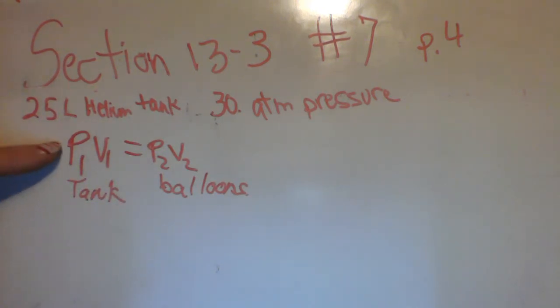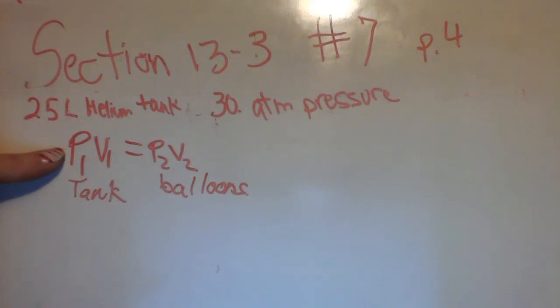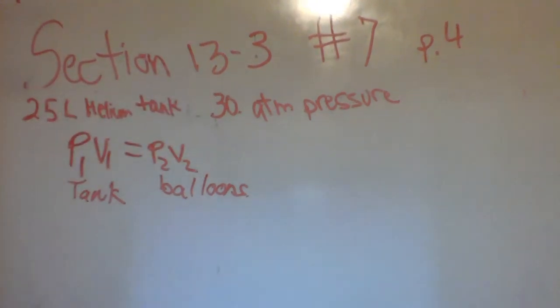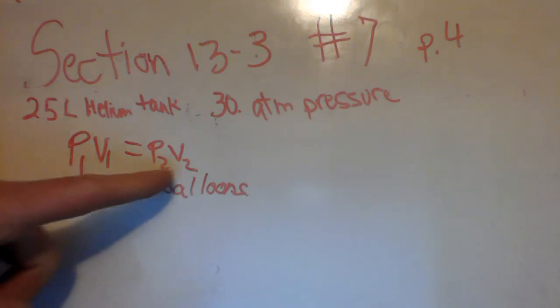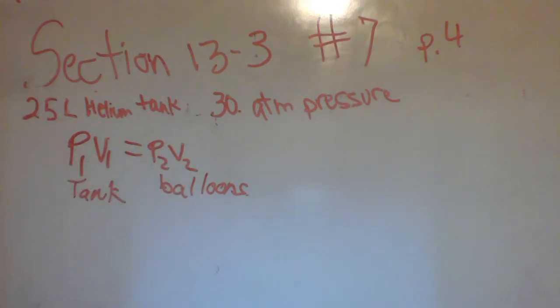We know the value of pressure in the tank. We're told it is 30 atmospheres of pressure. We know the volume is 25 liters of helium. We know the pressure in the balloons will be 1.05 atmospheres. But we don't know how many balloons we'll be able to fill. So we're looking for volume 2 to find the answer to the problem.